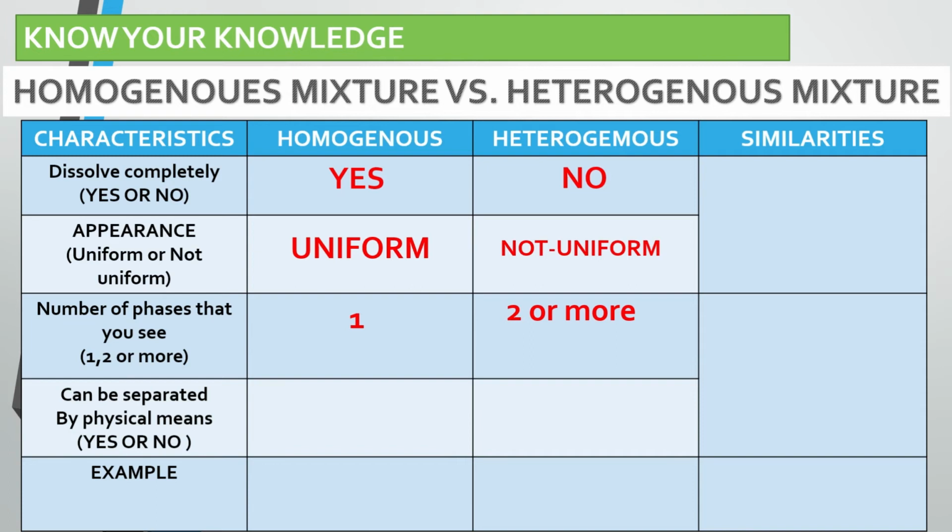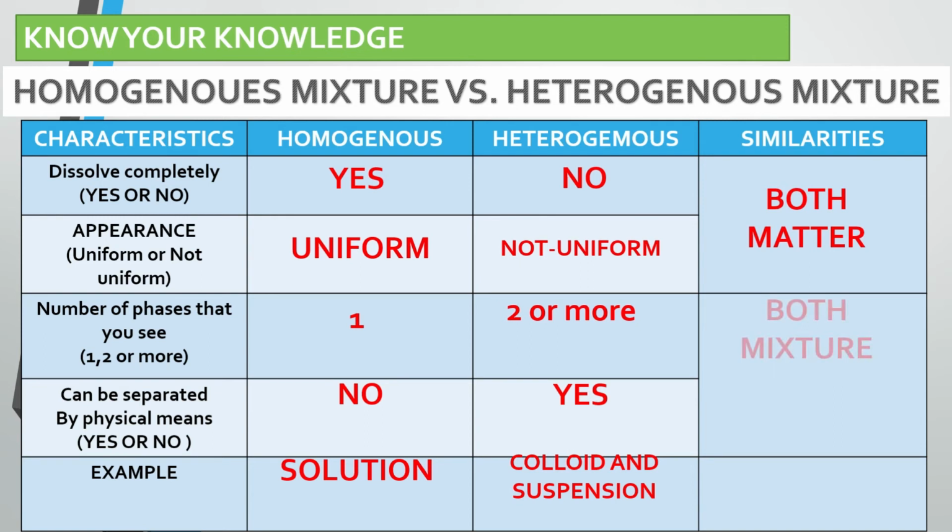Next, can a homogeneous mixture be separated, yes or no? The homogeneous mixture is no, or partially no and partially yes, because we are able to separate the salt from the water by evaporating it or by simple distillation. And heterogeneous mixture, yes. An example of a homogeneous mixture is a solution, and examples of heterogeneous mixtures are colloid and suspension. Their similarities: they are both matter, they are both mixtures, and they are both composed of substances. Yes po, each homogeneous mixture and heterogeneous mixture is composed of substances.